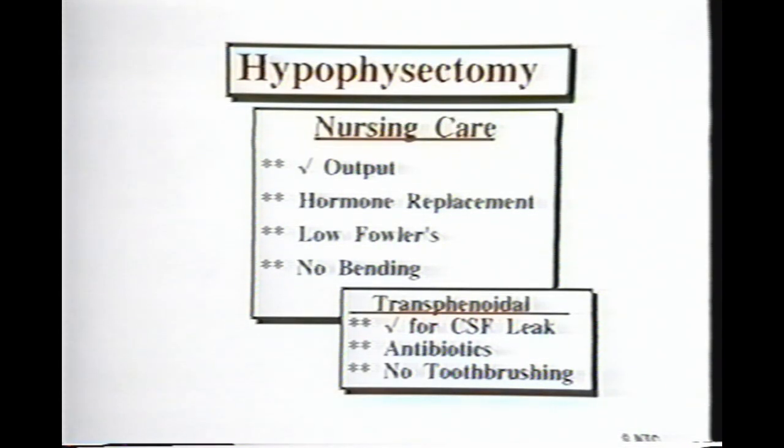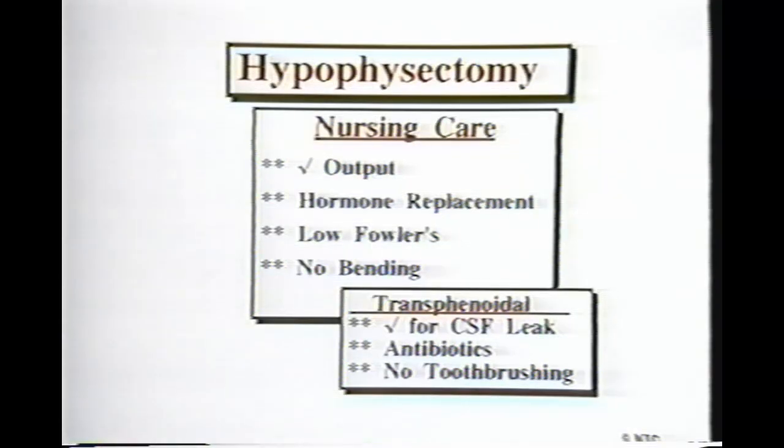Next on the list, and right along with it at the top, is hormone replacement. And we said this will be every single day for the rest of their lives. Without it, they'll die. There's no way to survive without taking those hormones. The patient will probably be placed in a low Fowler's position, as almost anyone with a craniotomy will be. And you would do some teaching in terms of no bending and no coughing, no sneezing, things that would increase intracranial pressure. If the client has had a transsphenoidal hypophysectomy, as you can see, there's a couple other things that we need to do.